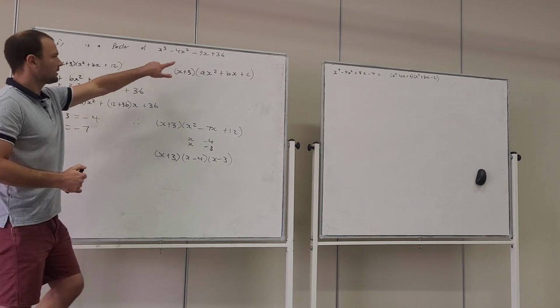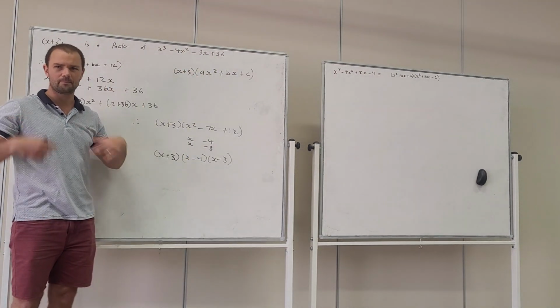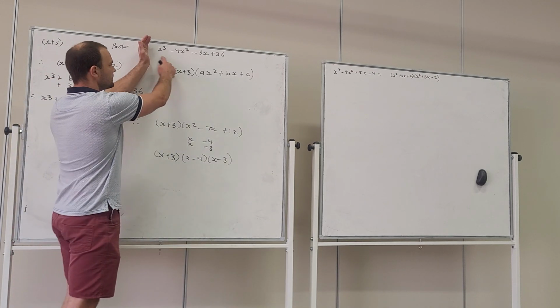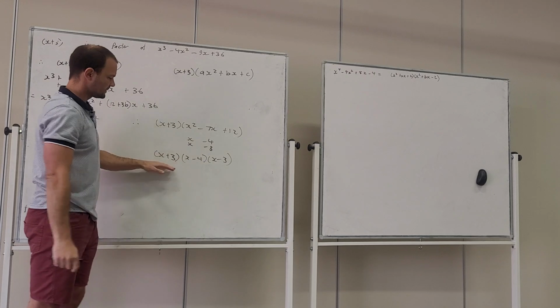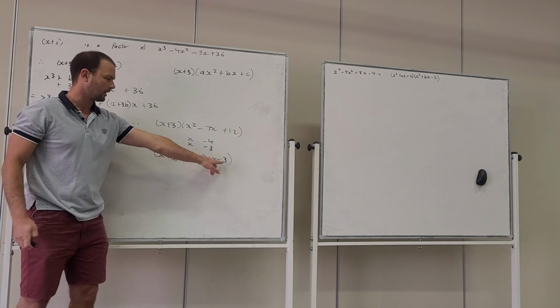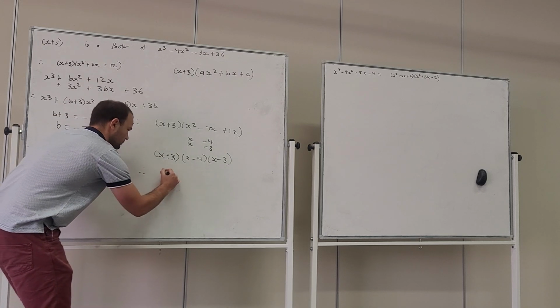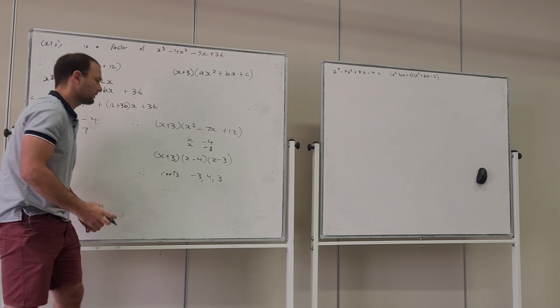So this cubic and this cubic are the same. Here we've expressed them in different forms, and they're both useful. This one is particularly useful because it tells you the y-intercept. This one is particularly useful because it tells you the roots. What are the roots? Therefore, the roots are minus 3, positive 4, and positive 3.